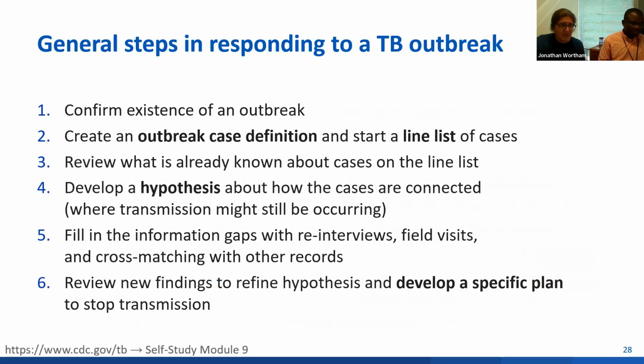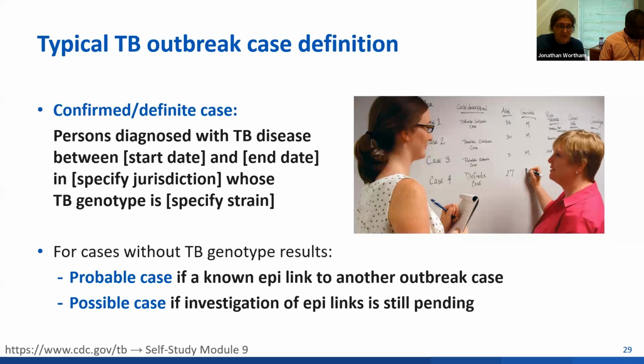But one of the key points, once you've determined you actually have an outbreak, is to create an outbreak case definition. And we often use the genotyping results to help rule people in or out. And the way we manage cases that don't have genotyping results, maybe they were just recently diagnosed, so it's still cooking, or it's a kid, is that's where we rely on epi-links.